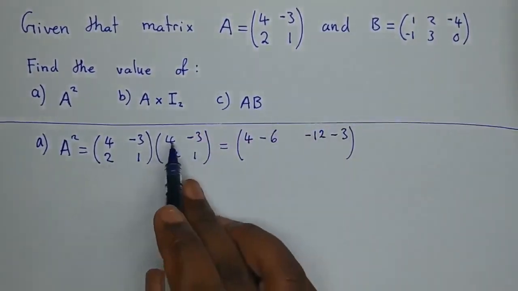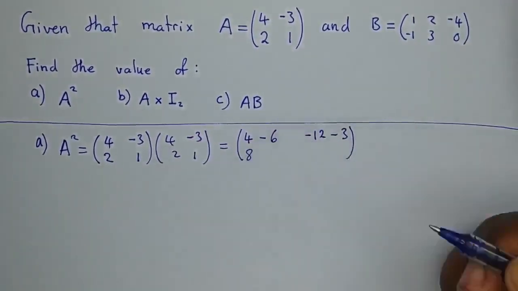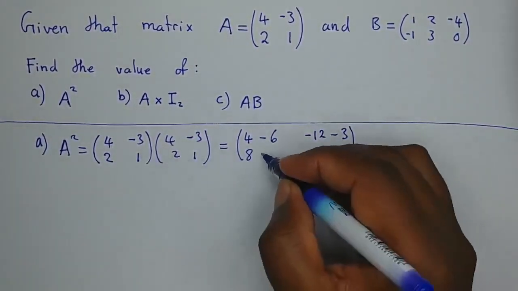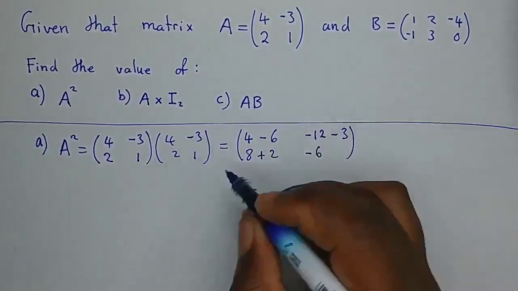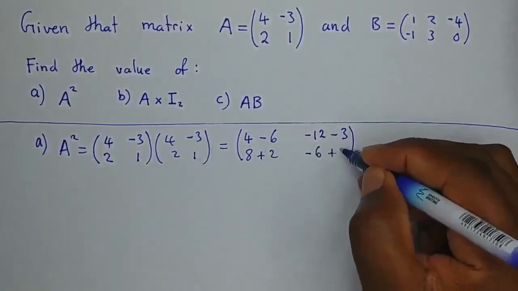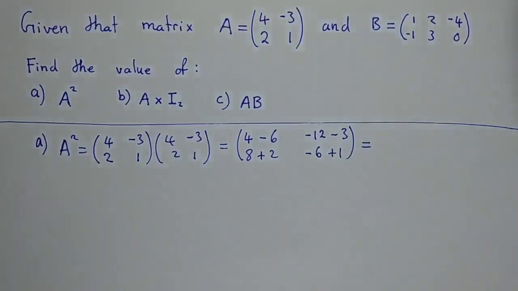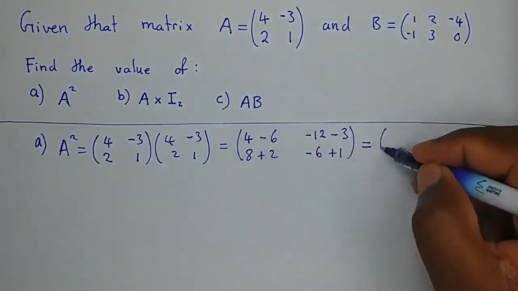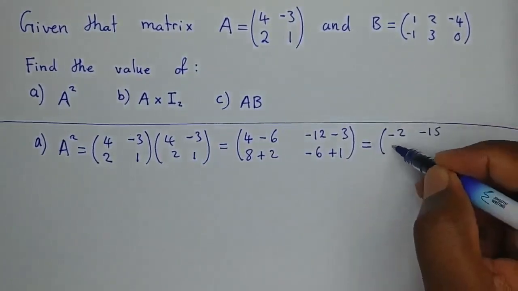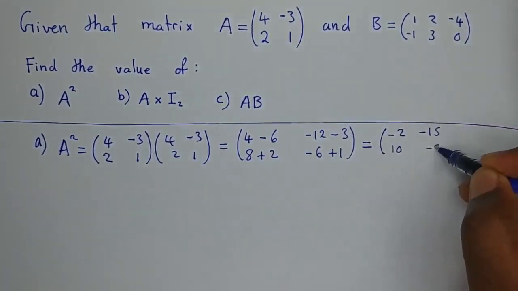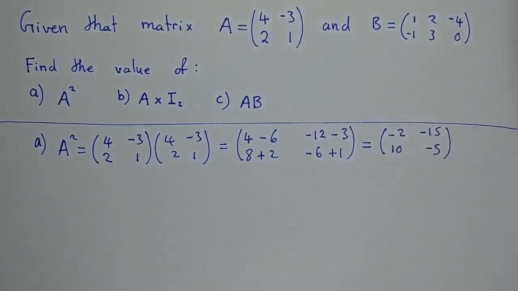2 times 4, we get 8. 1 times 2, we get a 2. 2 times negative 3, we get negative 6. 1 times 1, we get a 1. So let's just add up everything. So adding up everything, what we're going to get is negative 2, negative 15, positive 10, and negative 5. So this is the value of A squared.